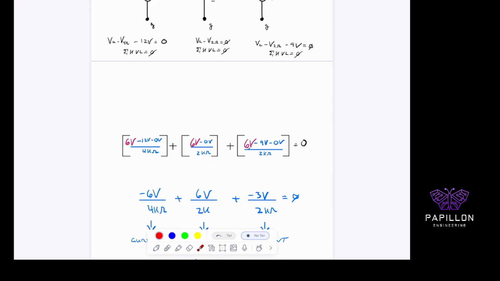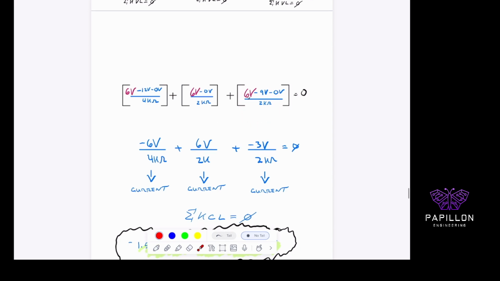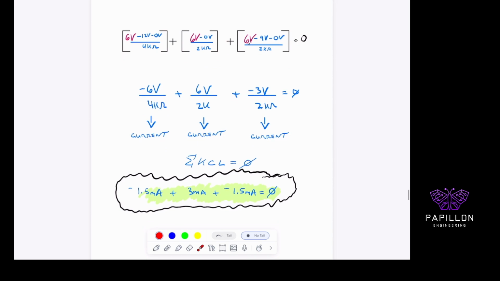6 volts over the 2K gives me the current again. The 6 volts minus the 9 volts minus 0 volts over 2K gives me the current. So again, in simplification, this is how everything looks. I have my currents everywhere: 6 over 4, 6 over 2, minus 3 over 2, because again, 6 minus 9 is negative 9 volts. So I get currents for all of that.